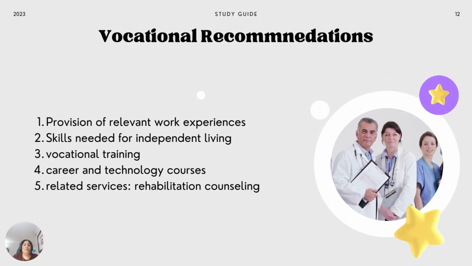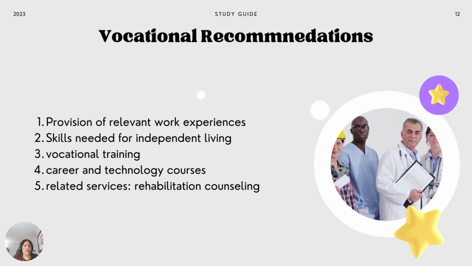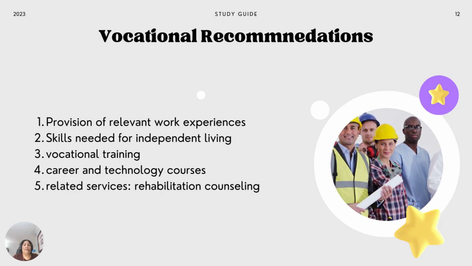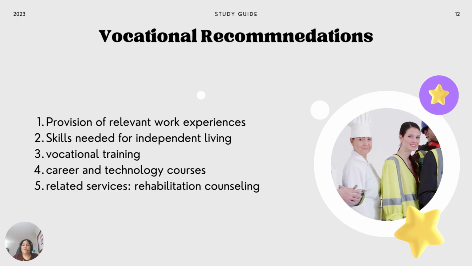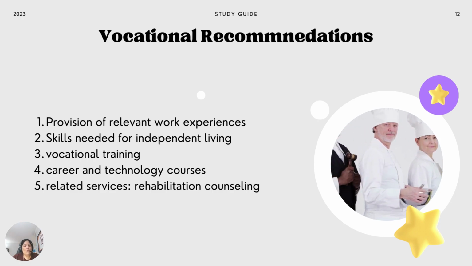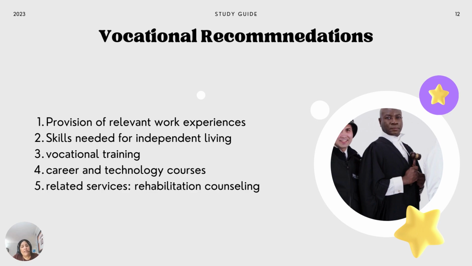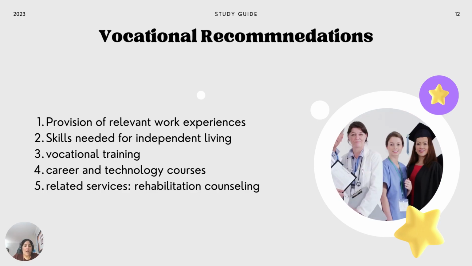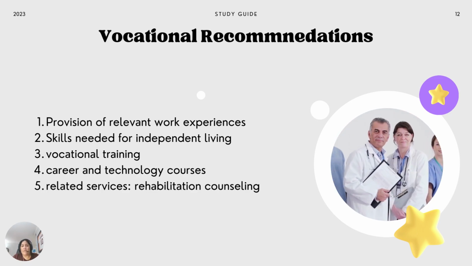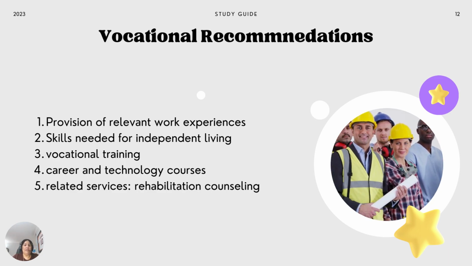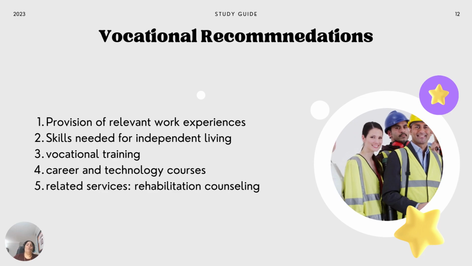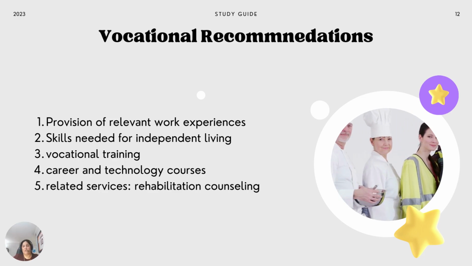Next, we would like to do vocational recommendations in our reports, and it has to include, for example, number one, provision of relevant work experiences. Number two, skills needed for independent living. Number three, vocational training. Number four, career and technology courses. And number five, related services, which could be rehabilitation counseling.